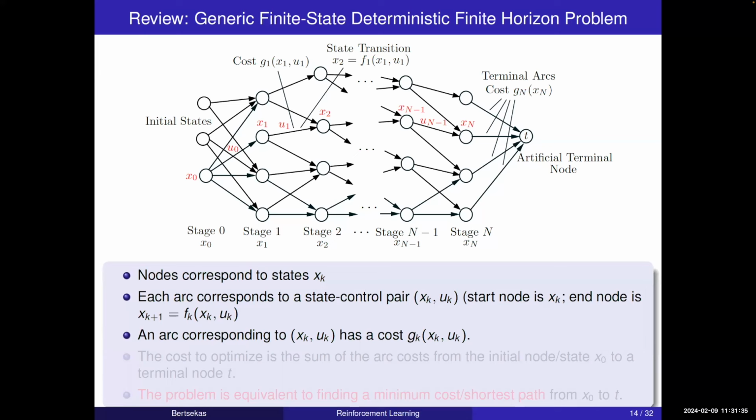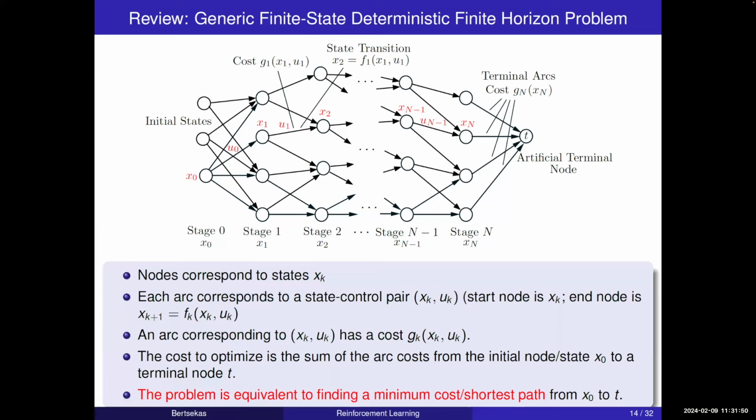And our objective is to try to find a trajectory from x0 to t that has minimum length. So the sum of all of these arc lengths should be ideally minimum. So the problem is equivalent to finding a minimum cost shortest path from x0 to t.